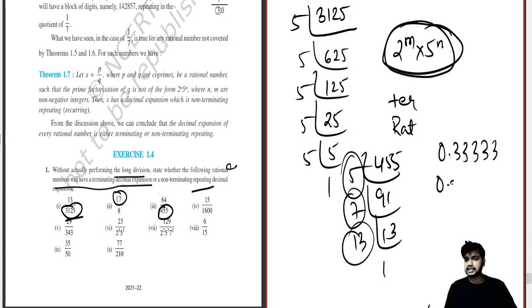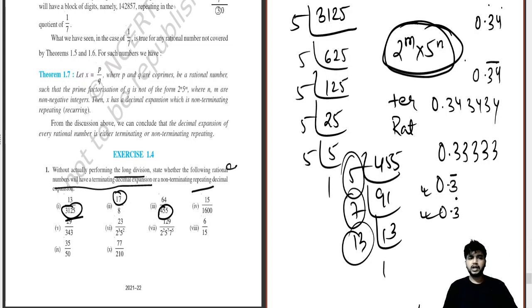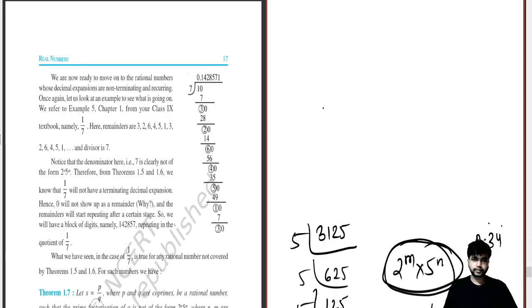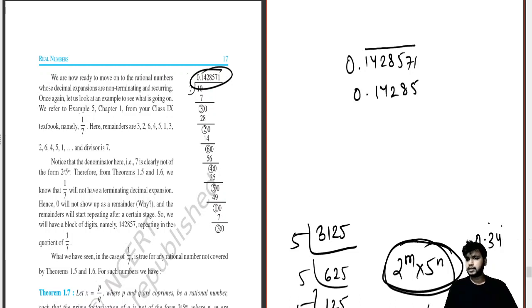So you can write this as 0.3 with a dash or 0.3 with a dot. These are the two ways to write a recurring decimal. Now if the recurring is like this, 0.3434, the answer will be 0.34 with a dash. Now if the answer is like this, 0.1428571, again it repeats, so you can draw this line over it also. This will always signify that they are fully repeating.